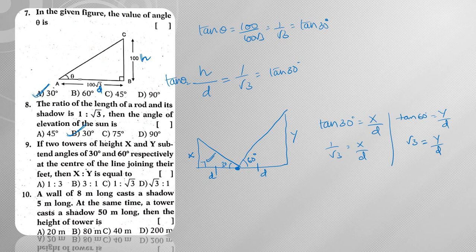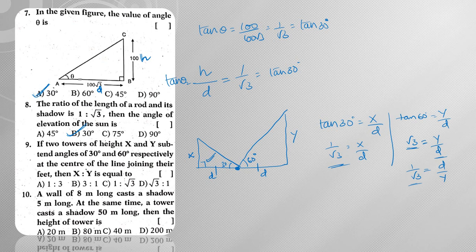So what do I need? Here, instead of root 3, I can write y by d. So if I reciprocate this, what am I going to get? 1 by root 3 is equal to d by y only, no? Now I can compare these two. So 1 by root 3 is equal to x by d, and 1 by root 3 is equal to d by y. Right?